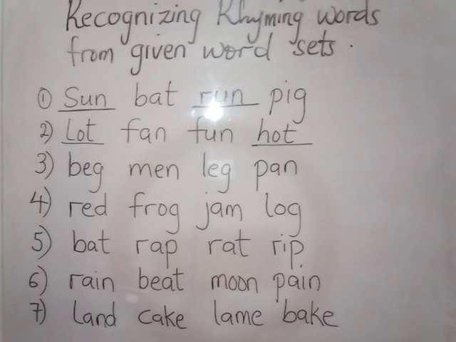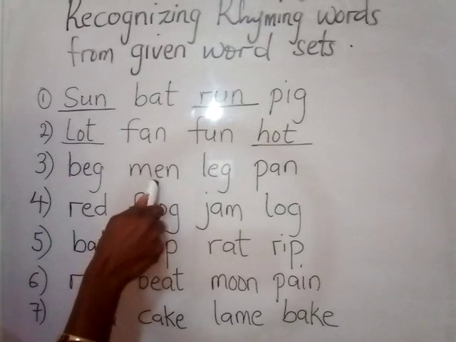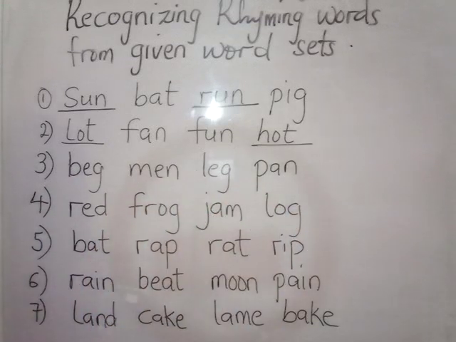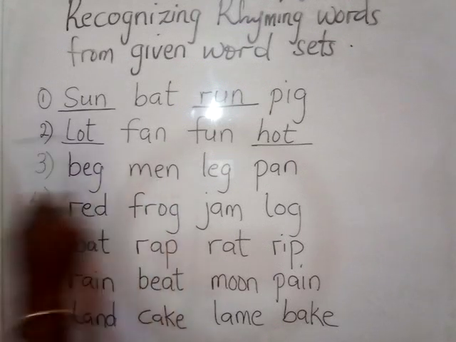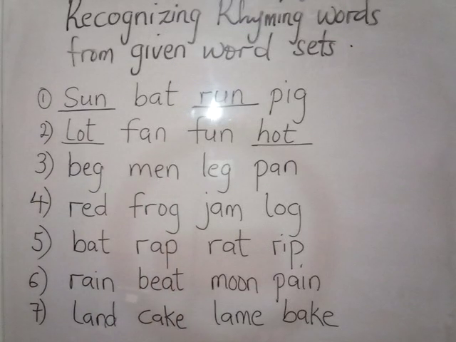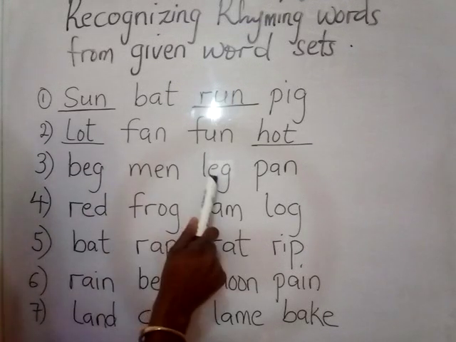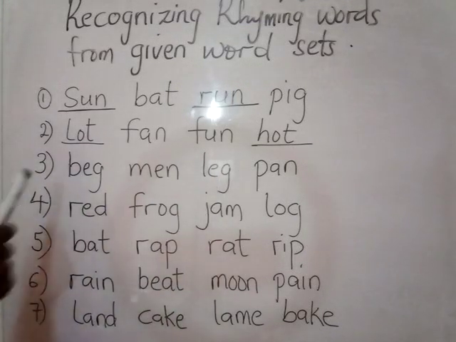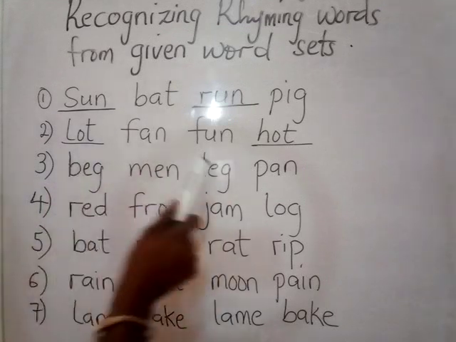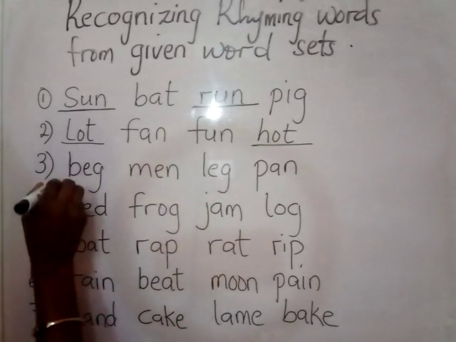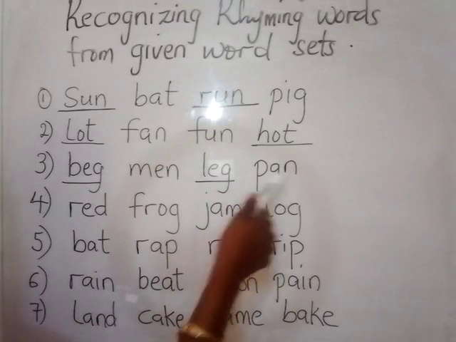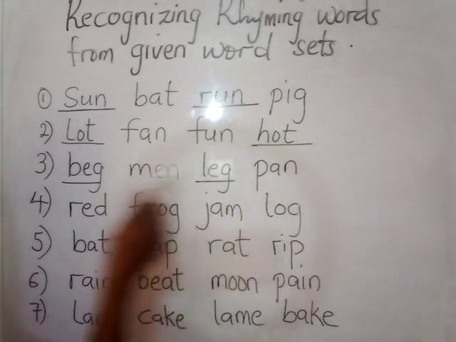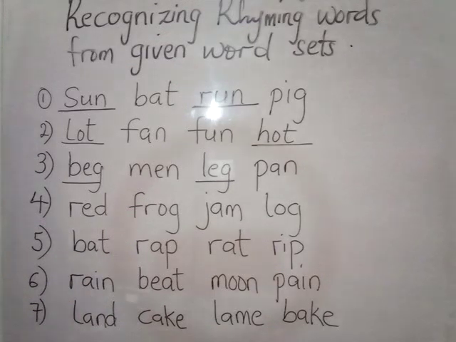So the third set we're going to look at is beg, men, leg, pan. Beg, men. No, they don't sound alike at the end. Beg, leg. Oh. Eg, eg. They sound alike. So we have our 2 rhyming words here: beg and leg. If you look at the last one, it's pan, and it doesn't rhyme with them. So we're not touching that.